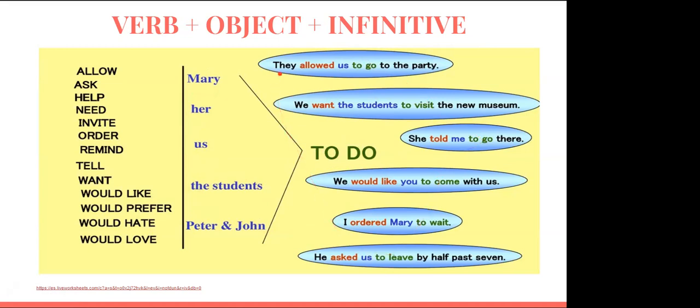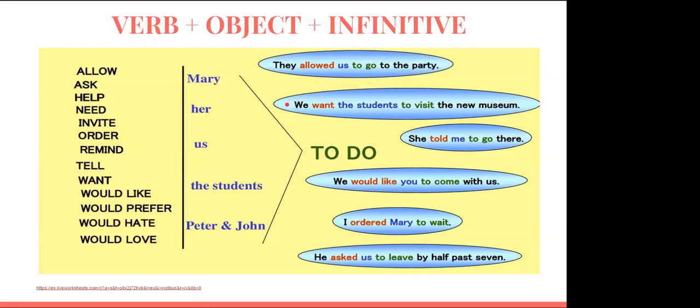Here, the first example: they allowed us to go to the party. If you see here, the structure of this statement is a subject, followed by the verb, followed by an object, and then you have an infinitive and a complement, to the party. Here we have another example.